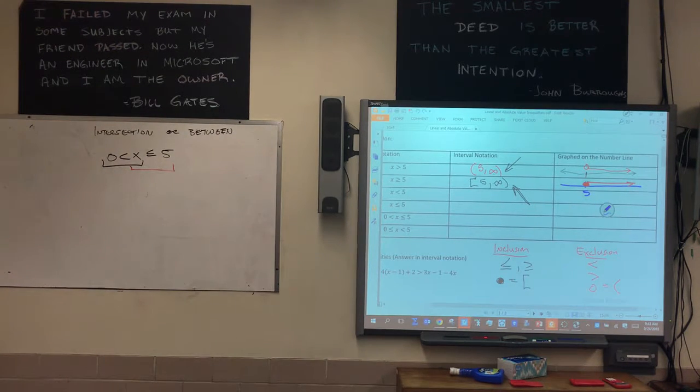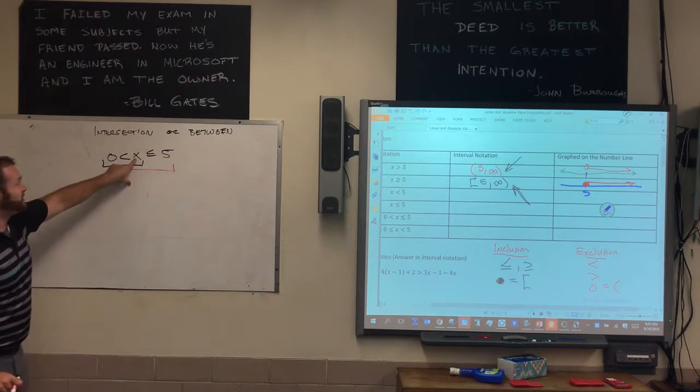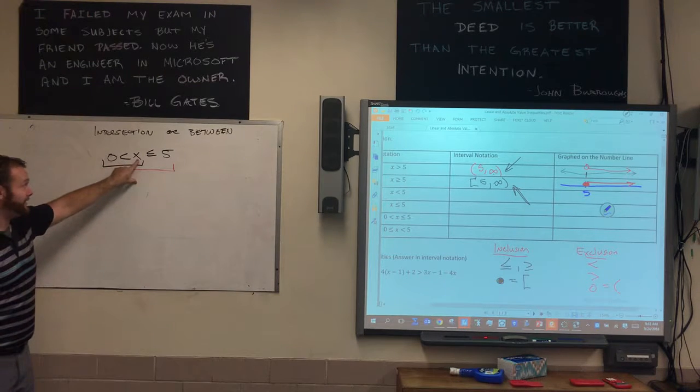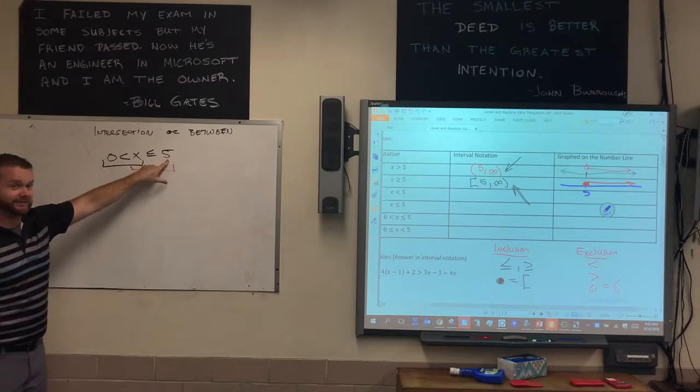Now, because of the nature of the way this is written, it tells us it's an intersection statement or a betweenness statement. And when we deal with that, it brings in the concept of "and." So it's the relationship that x has to be greater than 0. If I read it from x, this says x is greater than 0 and x is less than or equal to 5. Does that make sense, everybody?